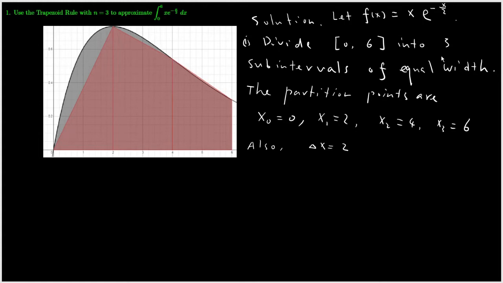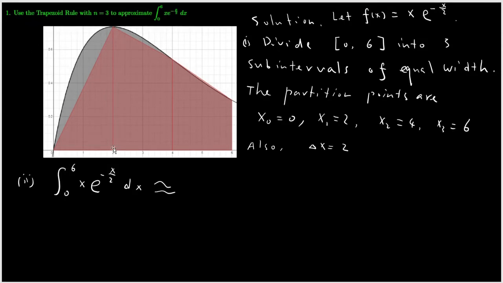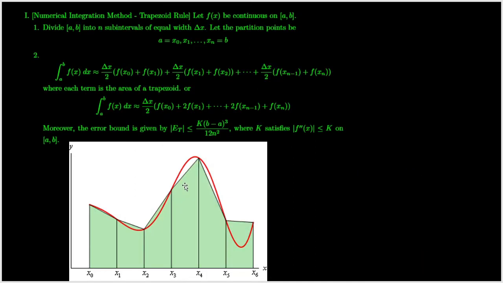After identifying all the numbers we need in the formula, then step 2, the integral we are trying to approximate from 0 to 6, x times e to the power of negative x over 2, that integral is approximated using the trapezoid rule. I will recall the formula. The formula for the trapezoid rule is here. We use that form.